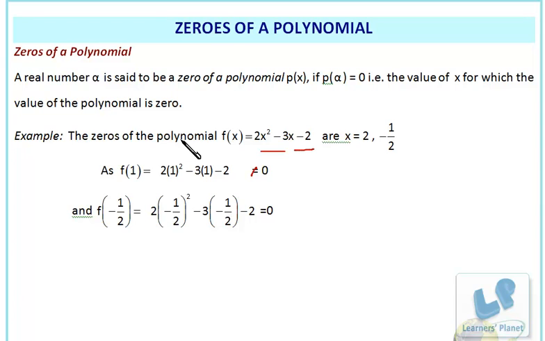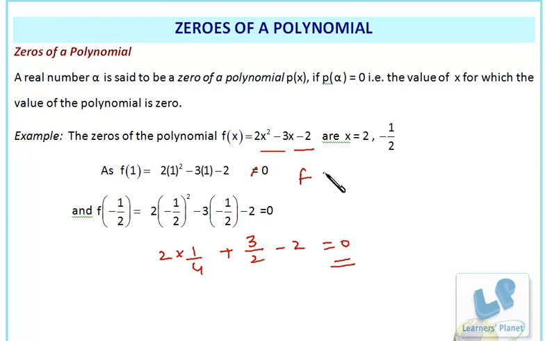And if we put x is equal to -1/2, so f(-1/2) is 2 into (-1/2) whole square minus 3 into (-1/2) minus 2. If we solve it, 2 into 1/4 plus 3/2 minus 2, right? So it's 1/2 plus 3/2, that's 2. 2 minus 2 is equal to 0. That means -1/2 is the zero of the polynomial.